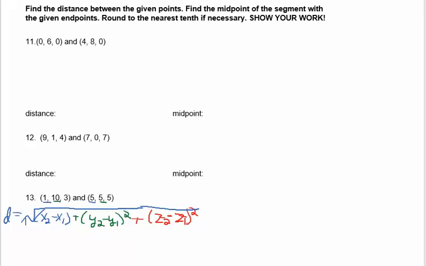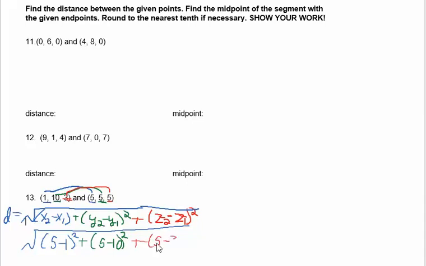All right, let's plug in the numbers. Here the reds are the z's. So for the x's, we're going to take the 2 x values and subtract them. So we're going to take 5 minus 1, subtract, and then square the result. For the y's, we're going to take 5 minus 10. Yes, that's negative, but when we square it, we'll get a positive number. When you square things, they're always positive. And then for the z's, we're going to take 5 minus 3 and then square that result.